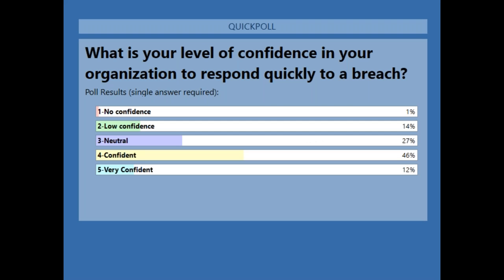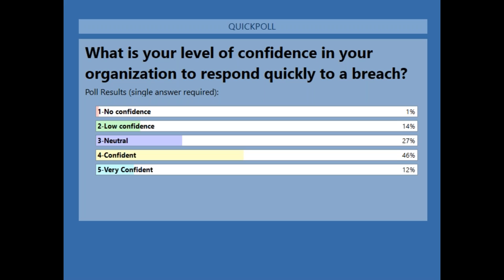Awesome. This is interesting in light of the first question. I find it very interesting because I think we had quite a high response saying, yes, we have preventative systems in place, but confidence in those systems working is a whole other question.